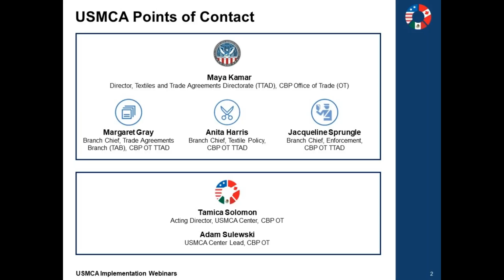Margaret Gray serves as the branch chief for the Trade Agreements branch within Textiles and Trade Agreements. Anita Harris serves as the branch chief for Textile Policy within Textiles and Trade Agreements. And Jacqueline Sprungle serves as the branch chief for Enforcement within Textiles and Trade Agreements.